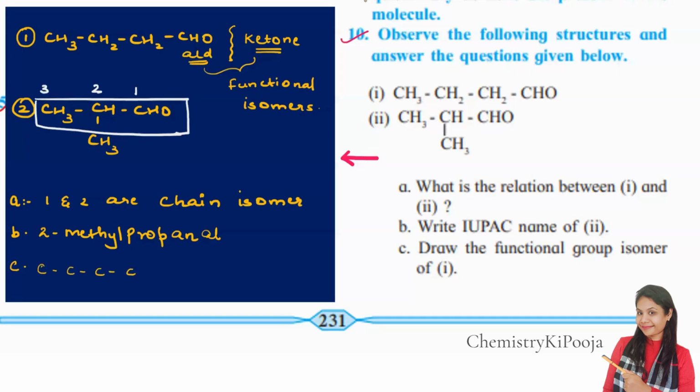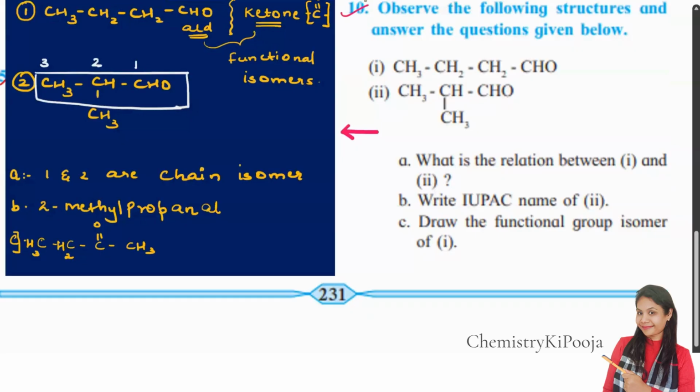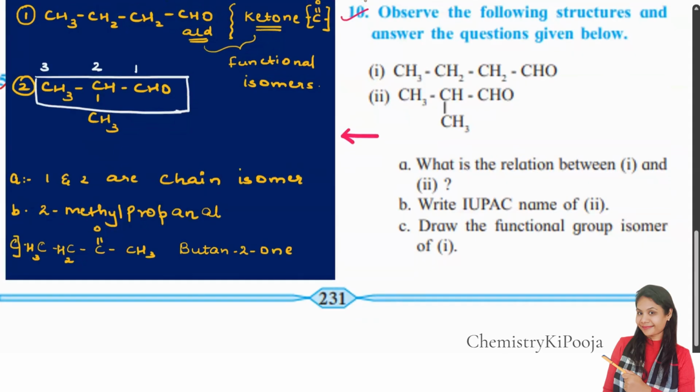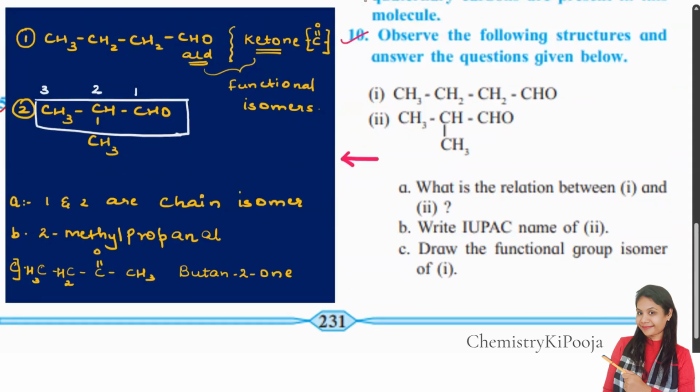We know that the ketonic group is C double bond O, and it should be present somewhere in the middle, at an interstitial position, not at the terminal. So I'm going to put it like this, CH3, and balance it with hydrogen, CH2. This is how we are going to write it, and the naming is butan-2-one. So this is the answer to question number C, the functional group isomer of the first structure.